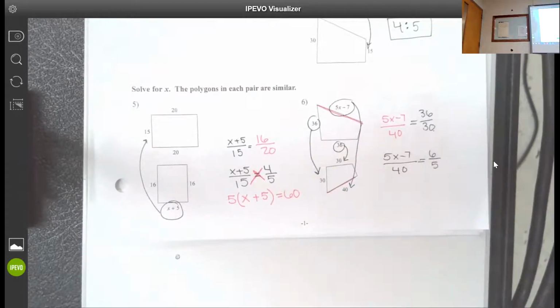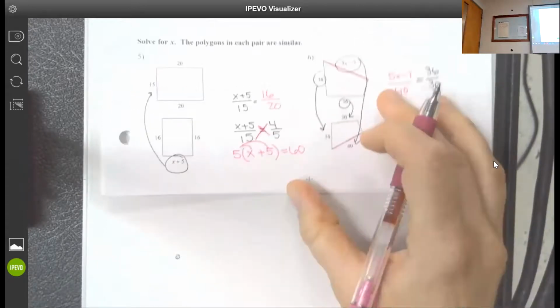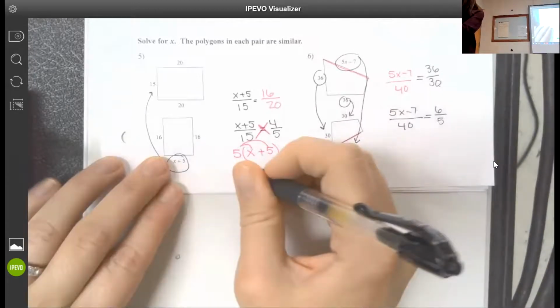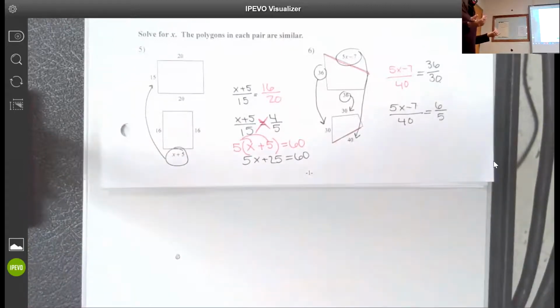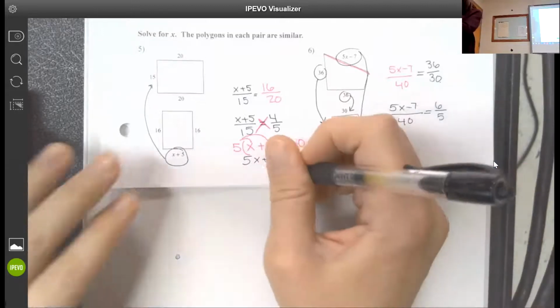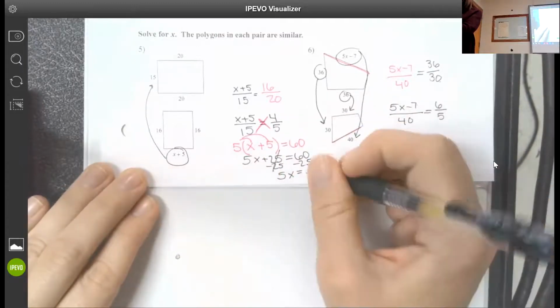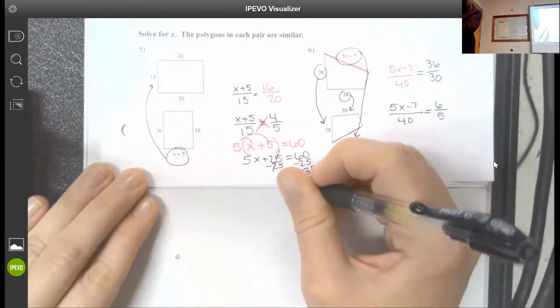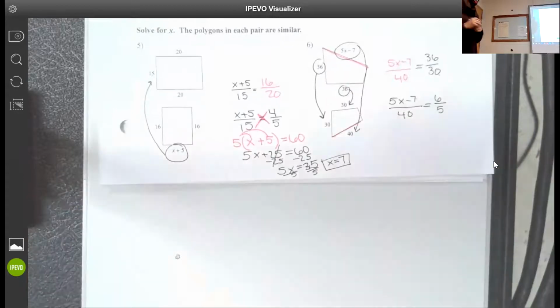Okay, and so when I have that where I have more than one term, I need to distribute, which distributing 5 through, I have 5x plus 25. Now it's just an algebra equation, right? So I just have to solve. What would I do first? Subtract 25. 5x equals 35. x equals 7.